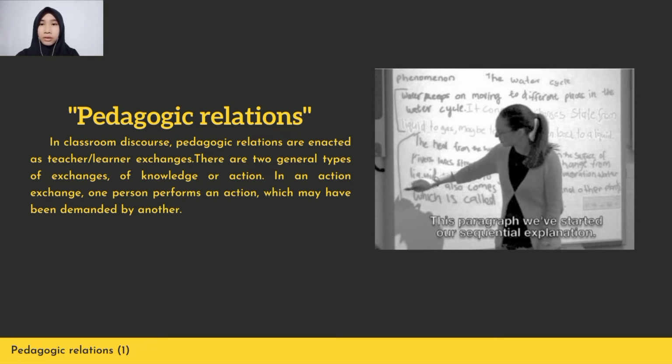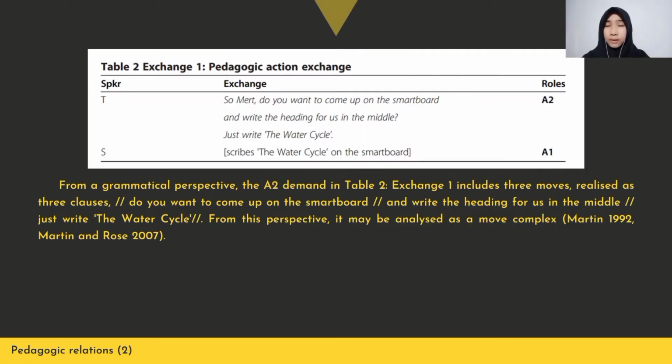Action exchanges are consummated by the A1 performance. A minimal action exchange consists of just an A1 action without an A2 demand, so A1 is the core role in an action exchange. From a grammatical perspective, the A2 demand in Table 2, Exchange 1 includes three moves, realized as three clauses. The first, do you want to come up on the smartboard? Second, and write the heading for us in the middle. Third, just write the water cycle.